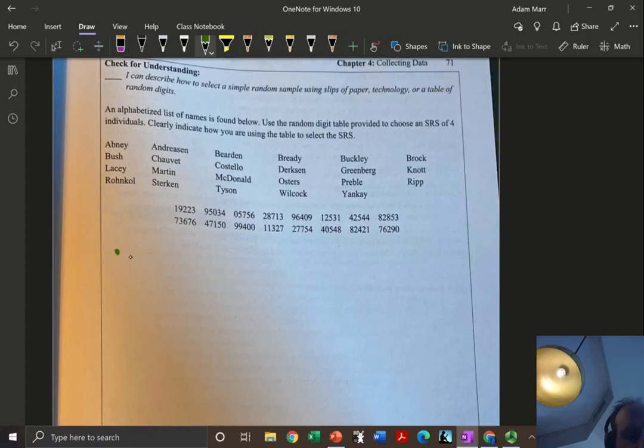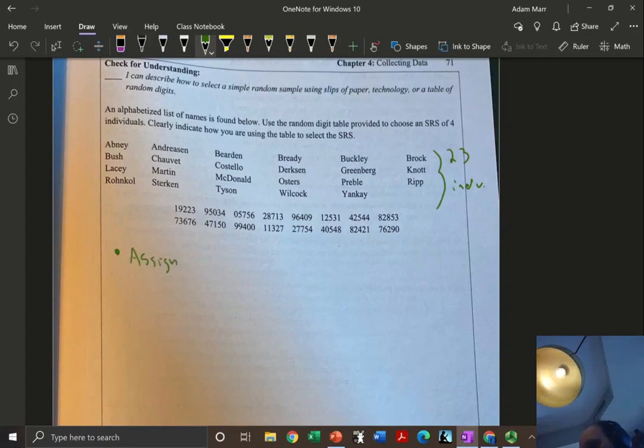So first, we're going to assign each person a 2-digit label from 01 to 23. Now, how did I know it was going to be 23? Well, if you count right here, this is a total of 23 names, 23 individuals, I should say. So we need to label all of the individuals with a 2-digit label from 01 to 23.